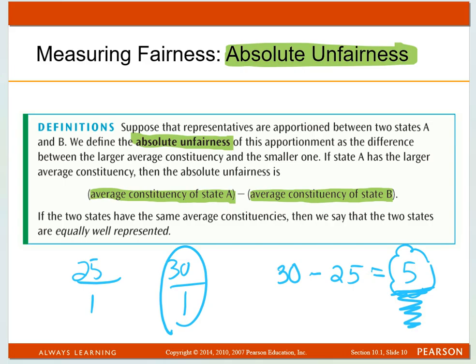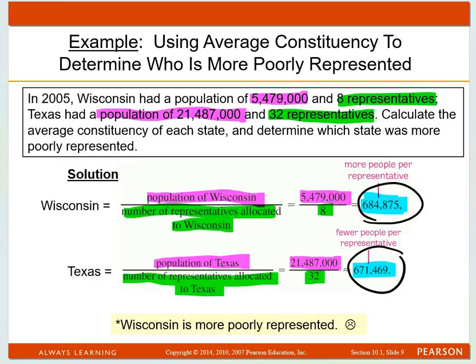Just like, where was it? The states of Wisconsin and Texas. If I were to subtract these two numbers, that would be the absolute unfairness to Wisconsin. It would tell you exactly how many more people Wisconsin representatives have to deal with. And I'll do that real quick.